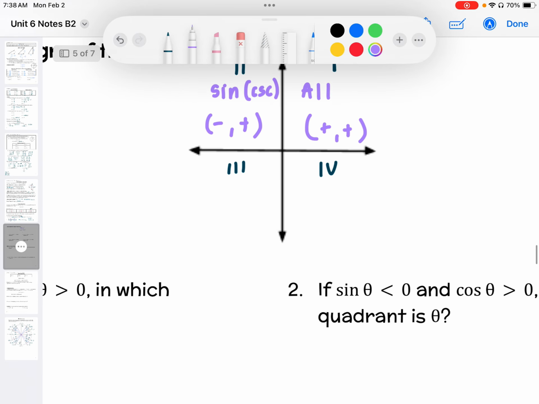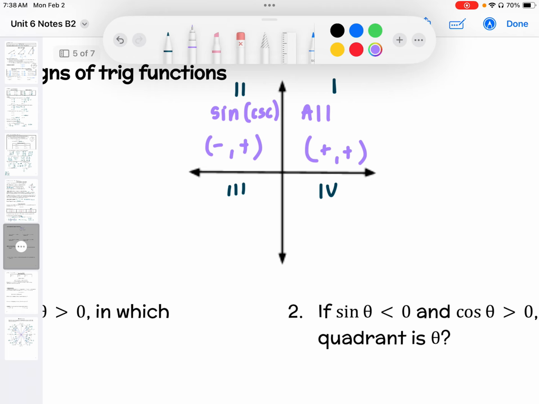And then for the third quadrant, we have tangent and cotangent that are positive. I'm sorry, positive. And we have negative, negative. And then in the fourth quadrant, cosine and secant are positive. The rest are negative, and we have the ordered pair positive, negative.